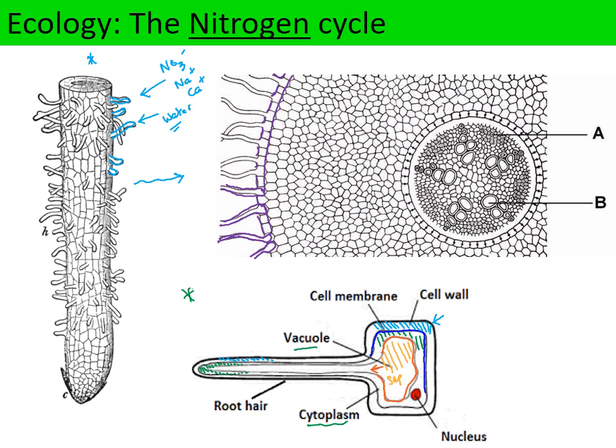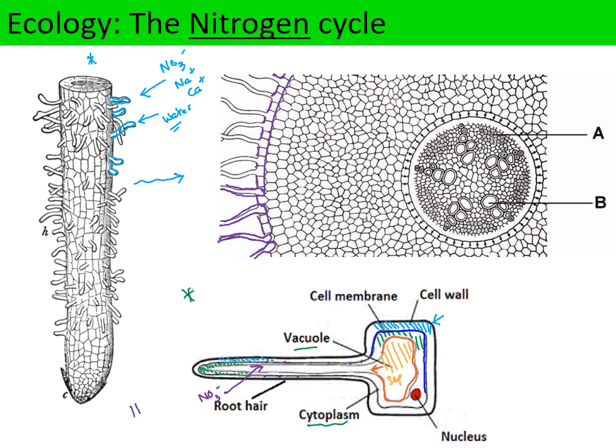Now, how do nitrates or nitrate ions get into the root hair cell? Well, we know in the cell membrane there are carrier proteins. So if I put these in purple in little dots here, these would be carrier proteins for nitrate ions. And these carrier proteins in the cell membrane of the root hair cell pump in nitrate ions from the soil water into the cytoplasm or the vacuole of the root hair.